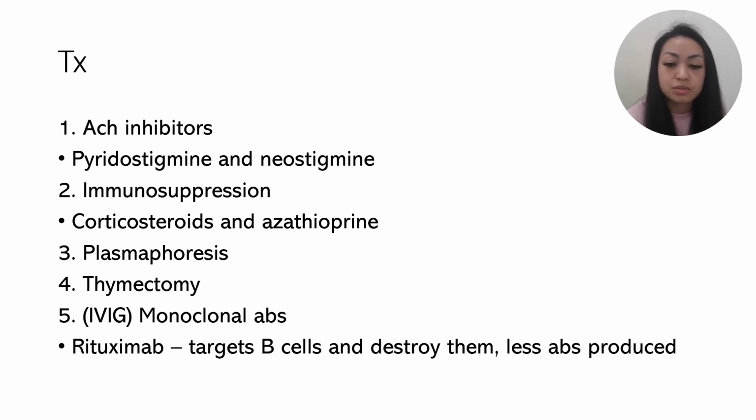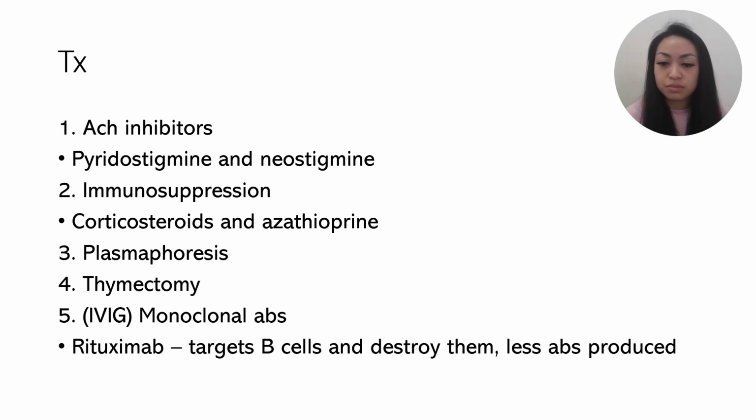And the last one is monoclonal antibodies, so your IVIGs, like rituximab. So rituximab specifically targets B cells, and remember, B cells become plasma cells which produce antibodies. So if we target B cells and destroy them, then less antibodies are going to be produced.